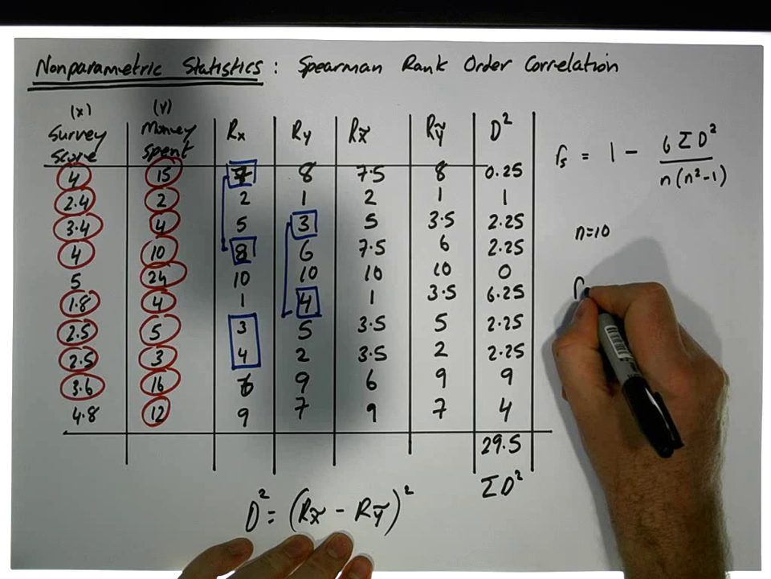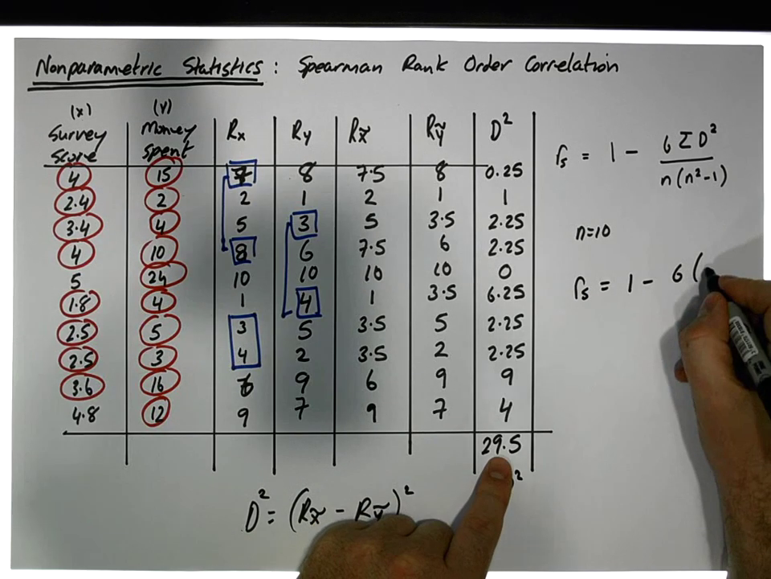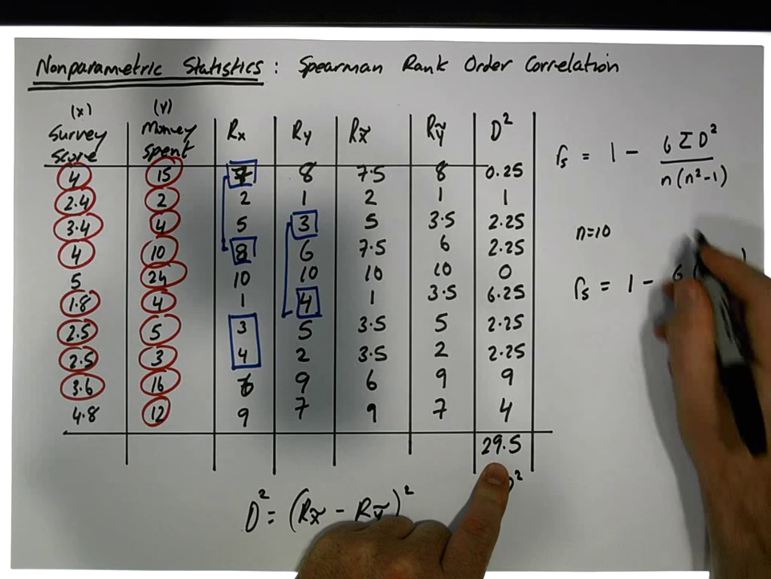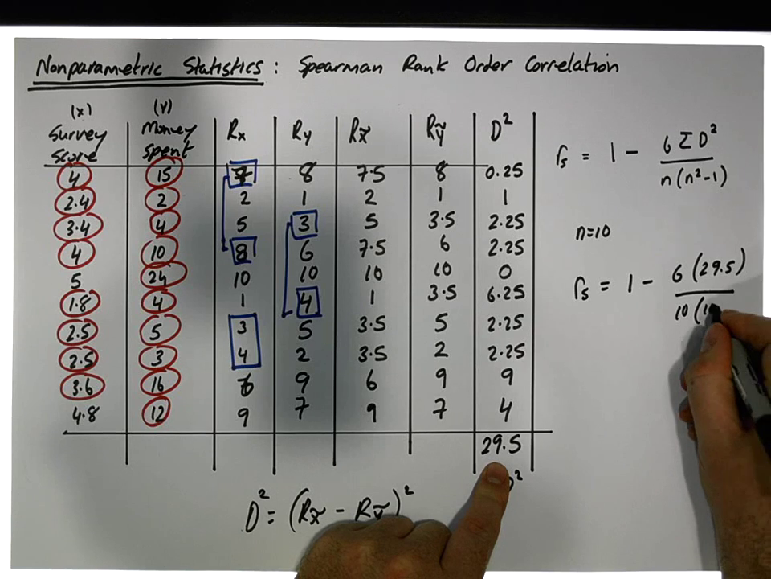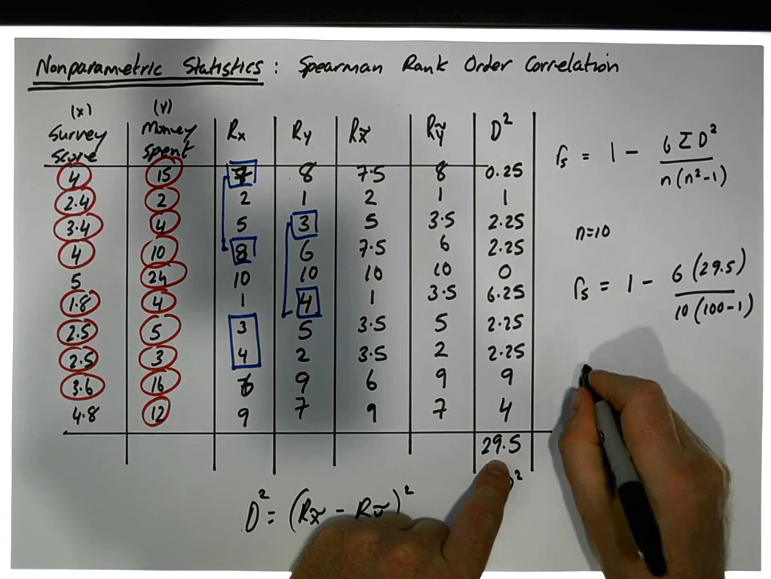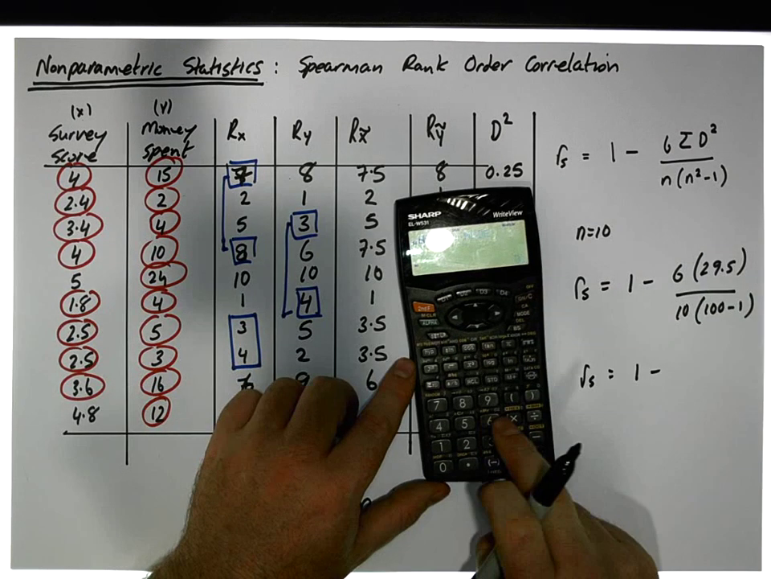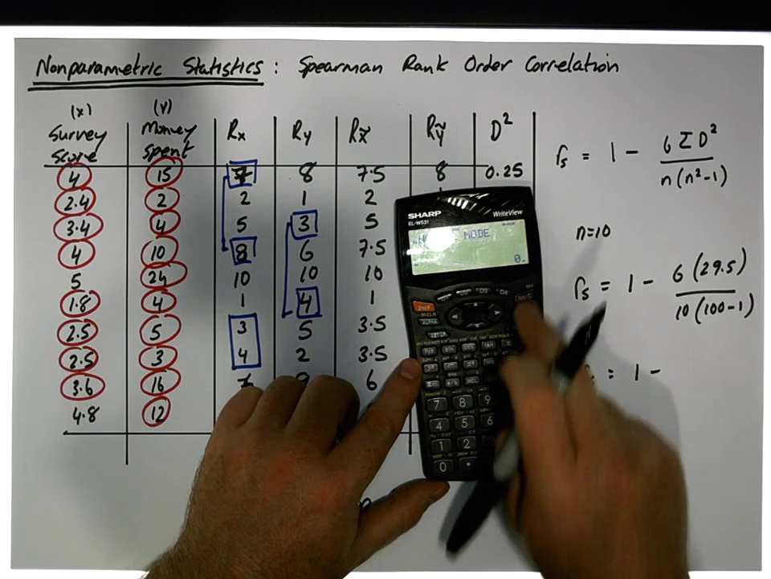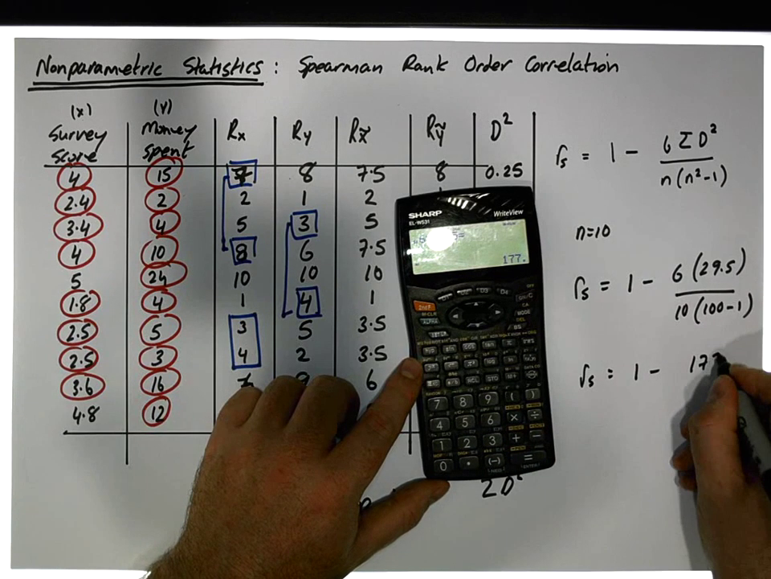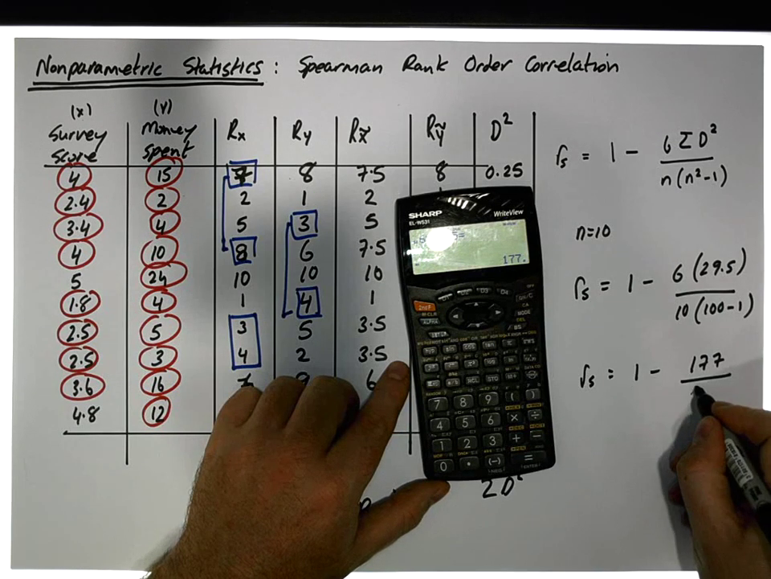So RS is simply equal to 1 minus 6 times the sum of the d squareds, which is 29.5, divided by 10 times 100 minus 1, because 10 squared is 100. Okay. So RS is equal to 1 minus, let's do the numerator here, 6 times 29.5 gives us a value of 177, and that needs to be divided by 100 minus 1, which is 99, multiplied by 10 is 990.